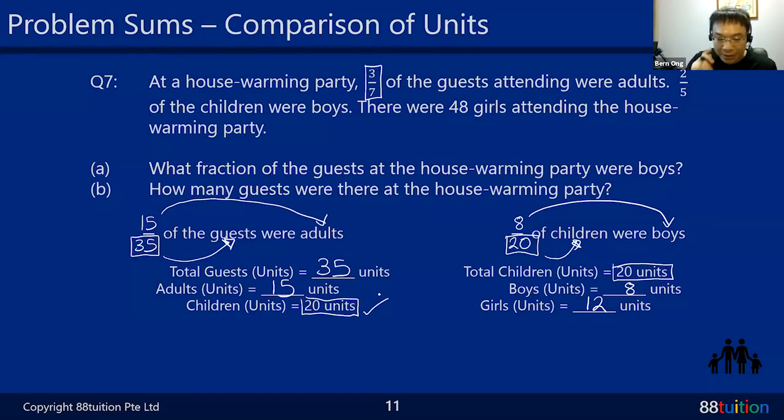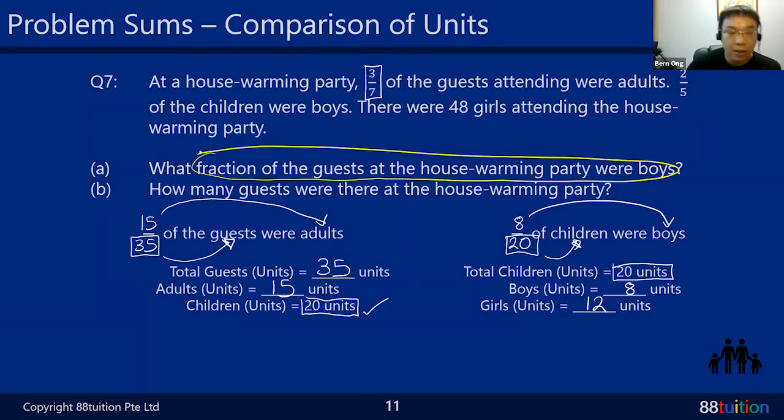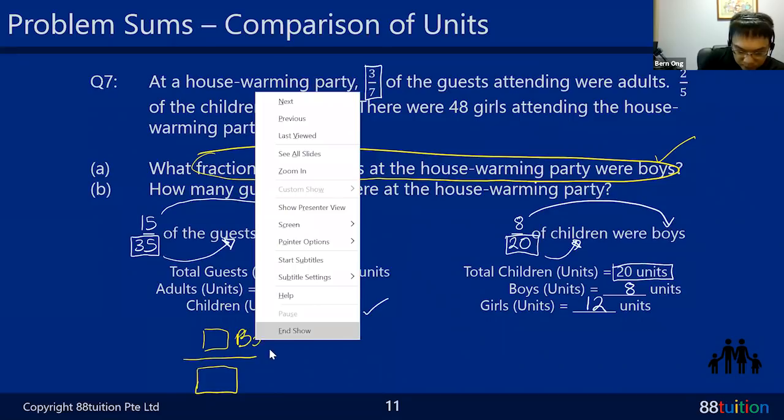Can you see that? So now let's look at the question. Once you can understand this portion, let's look at the question. What fraction of the guests were boys? So the question wants a fraction. Fraction means you have to give something over something. And the question wants boys. So on top must be boys.